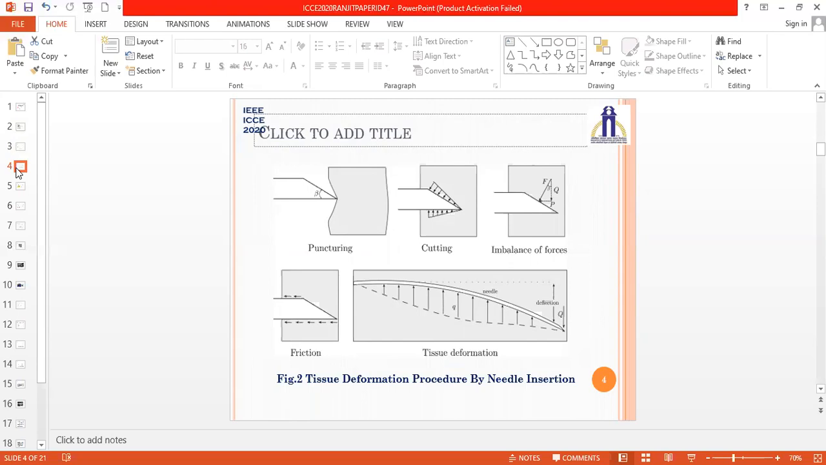So whenever we want to make a needle insert into or puncture any kind of tissue or viscoelastic material, it is not so easy to puncture, because whenever we try to insert the needle inside the gel surface, the gel or viscoelastic material can also create an opposite force. So the needle has to create a threshold value of force which can overcome the opposite force of the viscoelastic material.